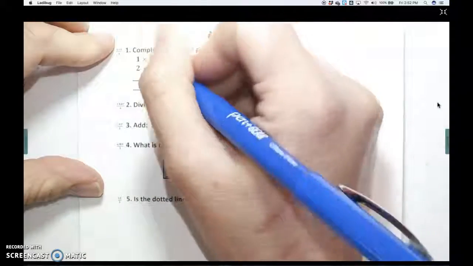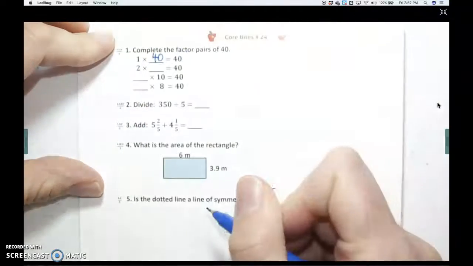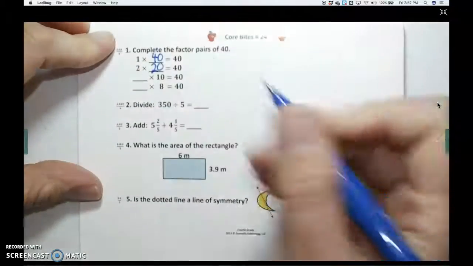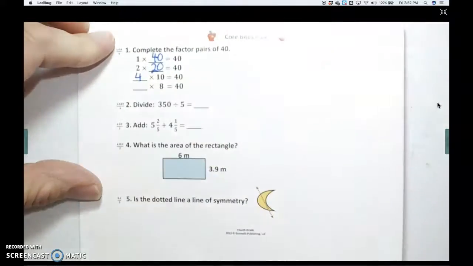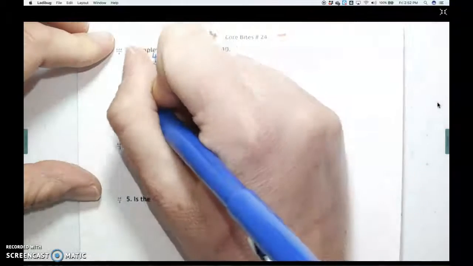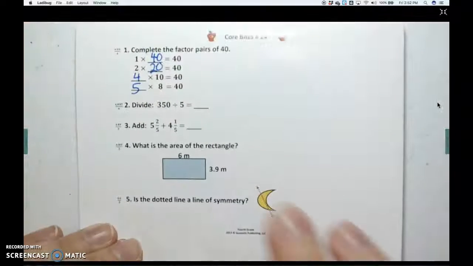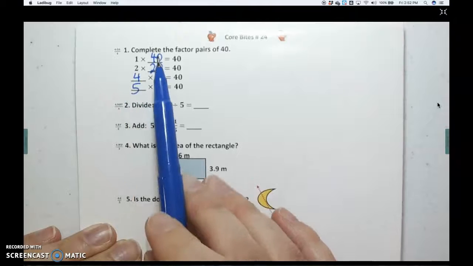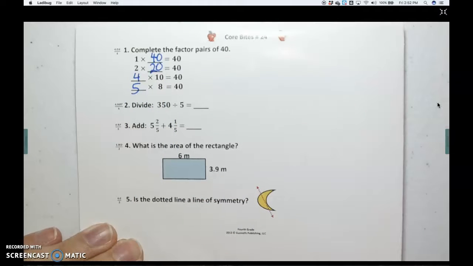So 1 times 40 gives you 40. 2 times 20 gives you 40. 4 times 10 gives you 40, and then 5 times 8 gives you 40. So as you see, the numbers on this side get larger, the numbers here get smaller, right? Because they're the factors that you multiply together to give you that product, okay?